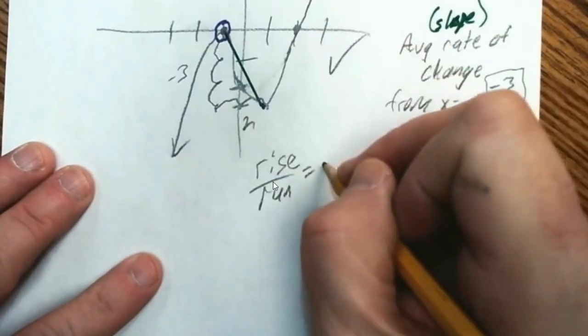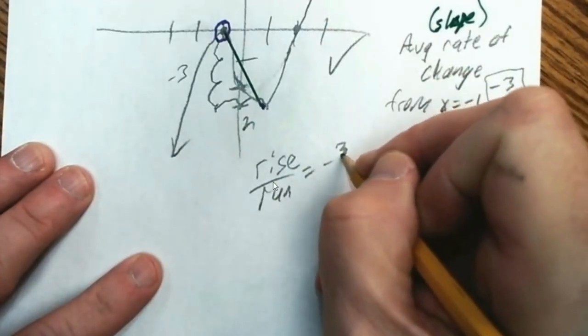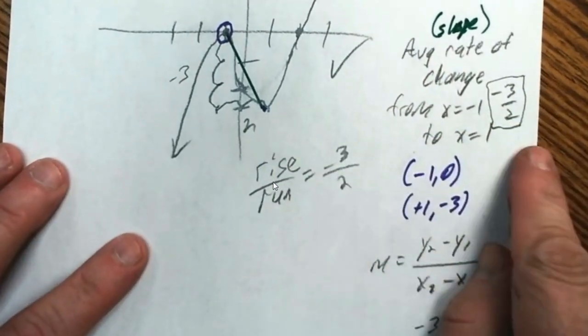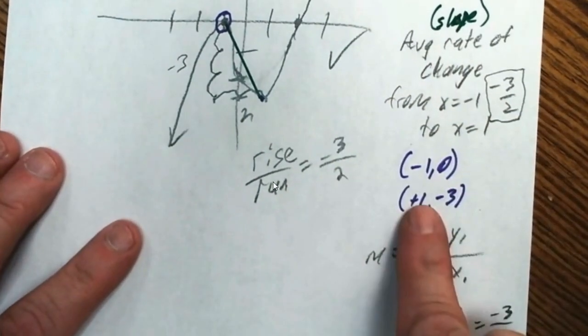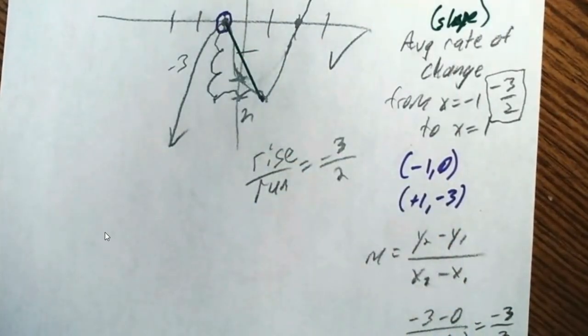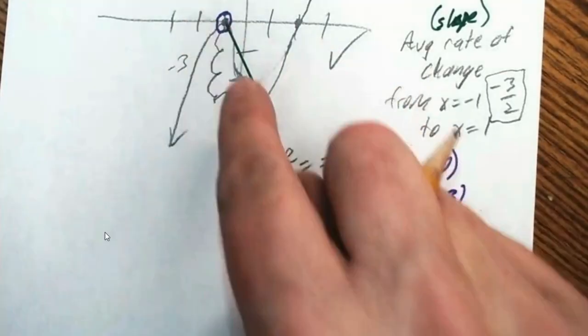It went down 3. And it went over 2. -3 halves. Same thing. So you need to do it with slope formula if you have the points, or if you have the graph, you can do rise over run to figure out the slope. We're talking about just drawing a straight line.